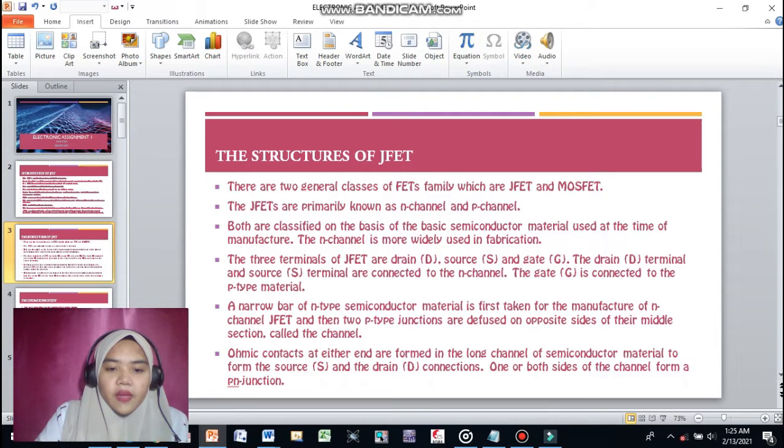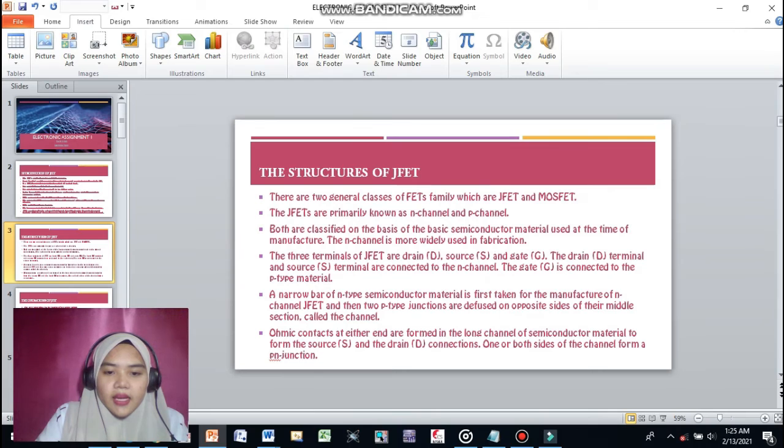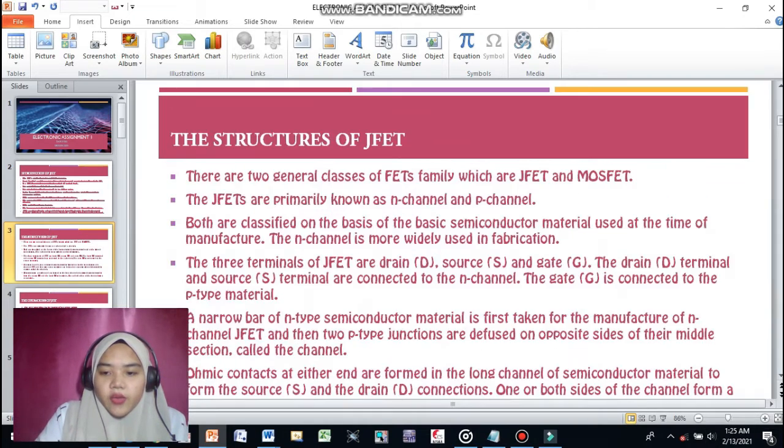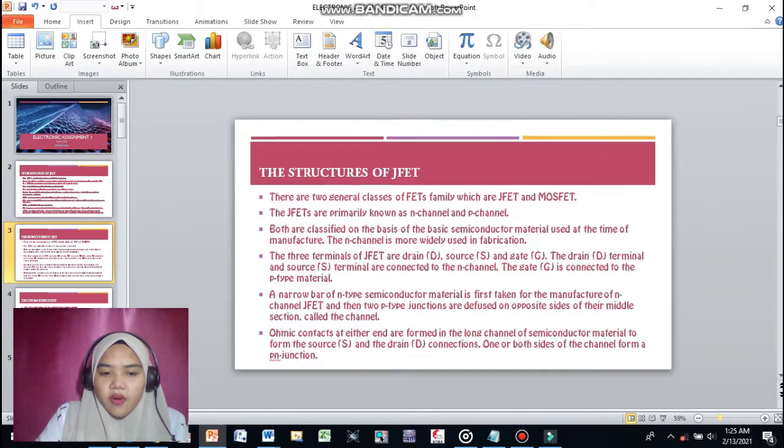A narrow bar of N-type semiconductor material is first taken for the manufacture of an N-channel JFET, and then two P-type junctions are diffused on opposite sides of its middle section, called the channel. Ohmic contacts at the ends are formed in the long channel of the semiconductor material to form the source and drain connections. One or both sides of the N channel form a PN junction.